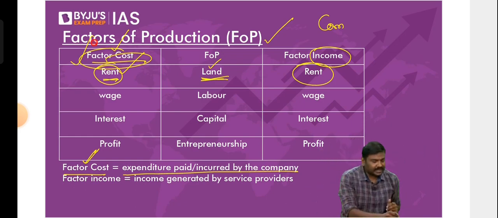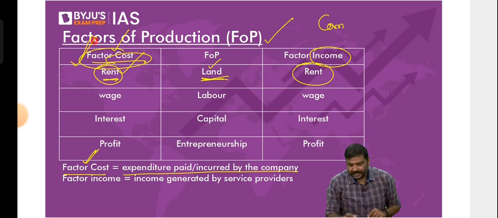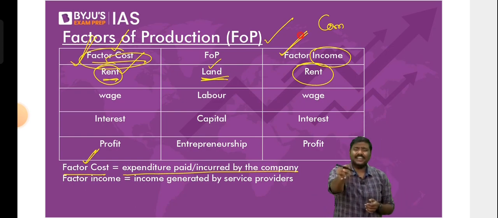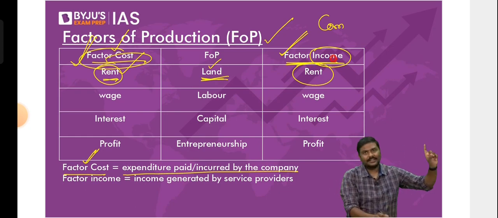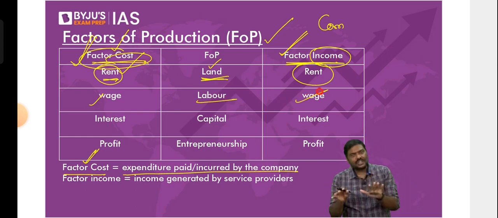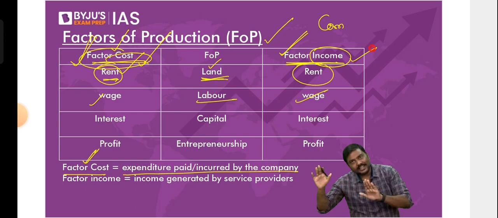When a company pays, it is a factor cost for the company. You receive it, it is a factor income for you, right? Company pays, factor cost. In the same way, labor, wages, on two sides: one is a cost for the company, another one is an income for the service provider.